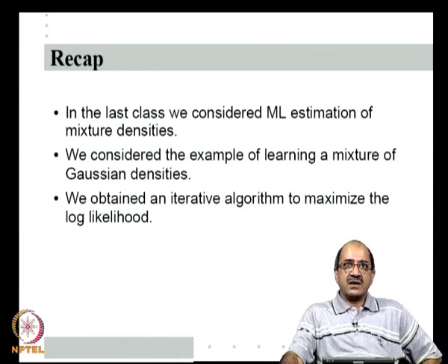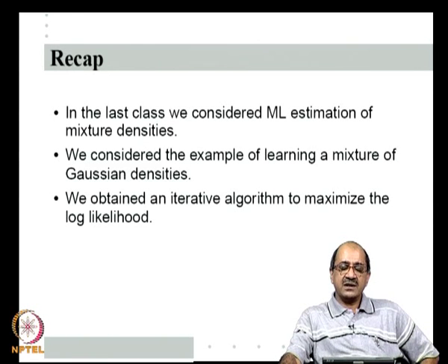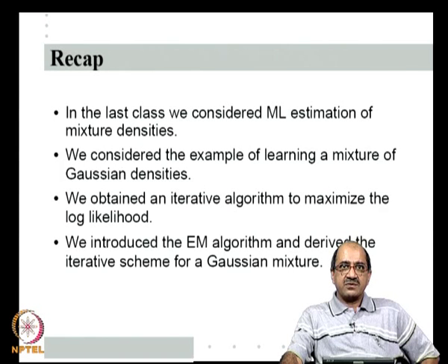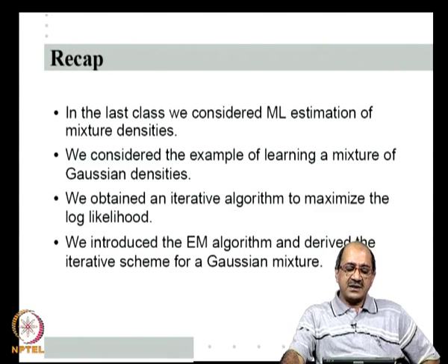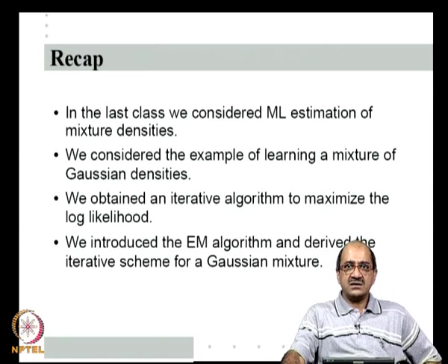We obtained an iterative algorithm to maximize the log likelihood. What we did is, for the mixture we calculated the log likelihood, then found all the partial derivatives, equated them to 0, got a system of nonlinear simultaneous equations and derived an iterative scheme by using a Gauss-style way of solving simultaneous nonlinear equations. Then we introduced the concept of the EM algorithm and showed that the iterative scheme that we got is actually an instance of the EM algorithm. So, we looked at the EM algorithm in detail last class.